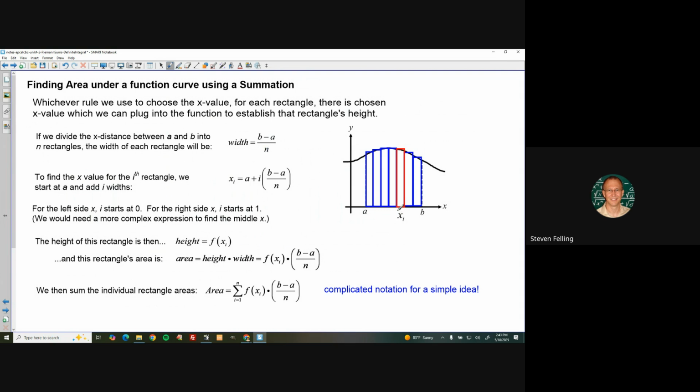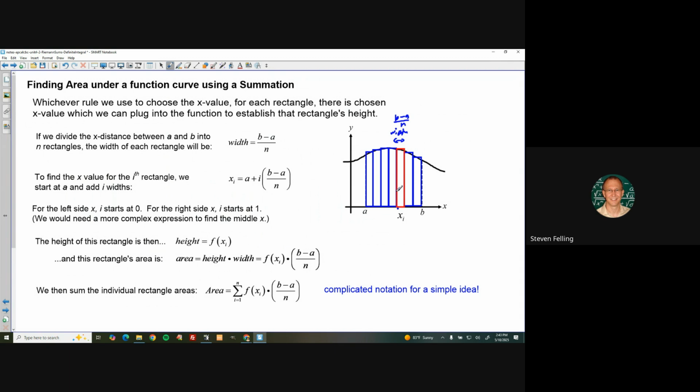And that's how wide this little width is. This width here would be b minus a divided by n rectangles. And we could label that delta x if we wanted to. It's a change in x. So what would be the value for one of these rectangles?